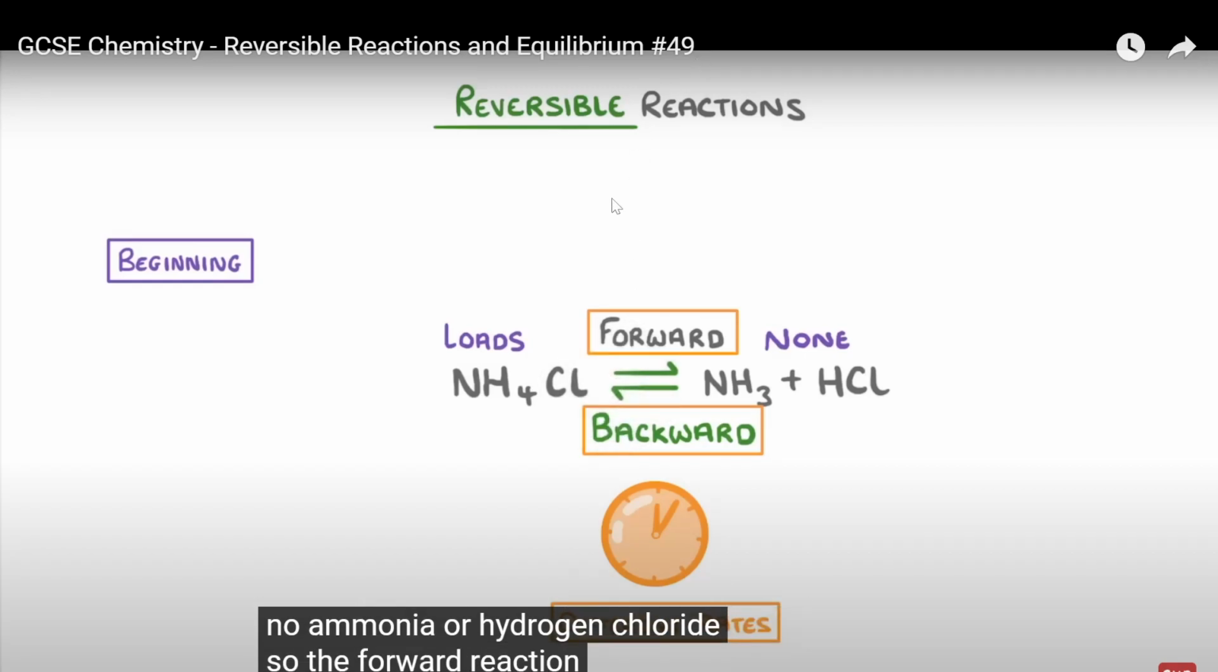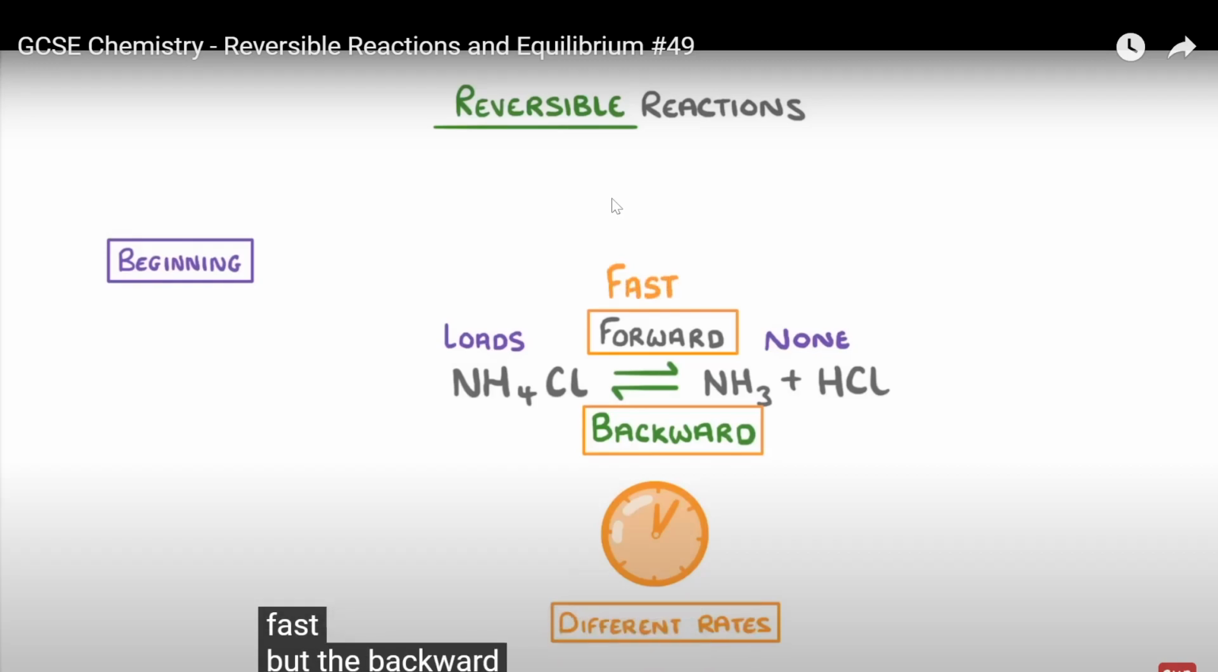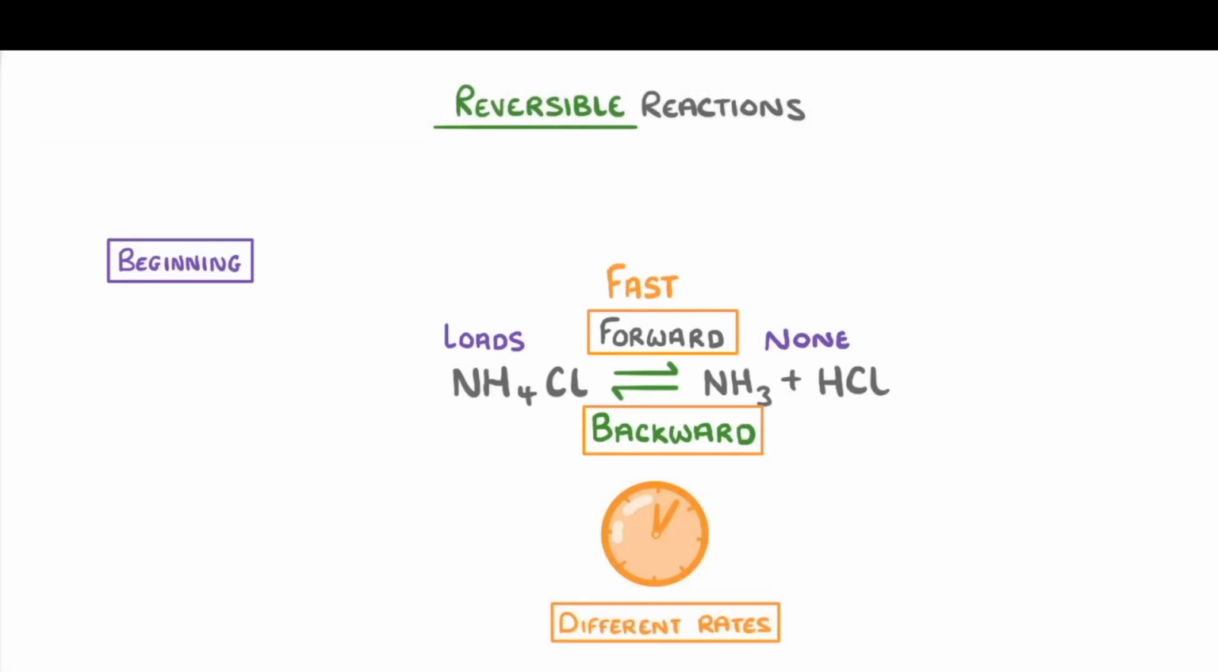So the forward reaction will be really fast, but the backward reaction won't have started yet. As the reactants turn into products though, the forward reaction will slow down and the backward reaction will speed up.